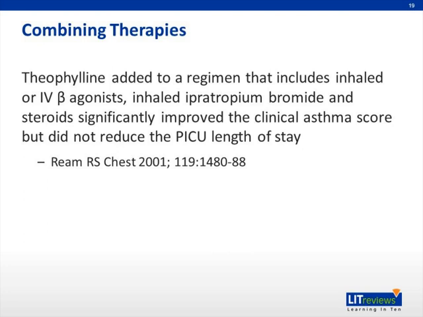As with asthma therapy, the combination of therapies has allowed for improvement in care. Theophylline, added to IV beta agonists or inhaled beta agonists and ipratropium bromide and steroids, although it did not reduce the PICU length of stay, did significantly improve the clinical asthma score.